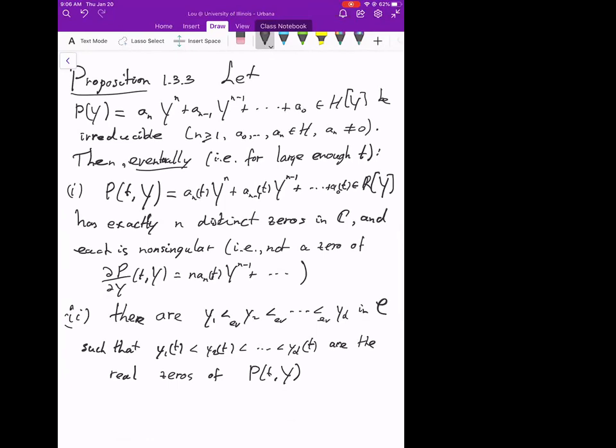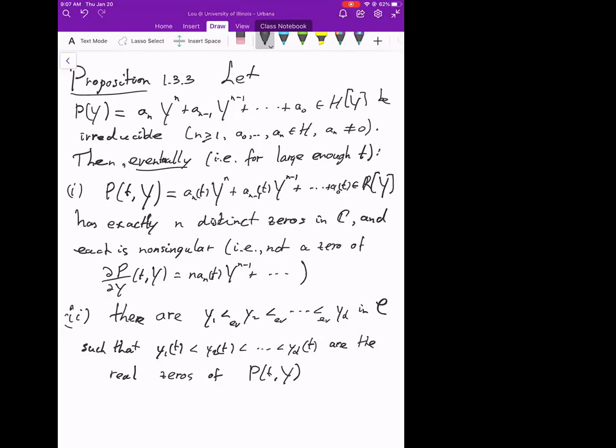Anyway, let P(Y) be an irreducible polynomial over my Hausdorff field H in one variable. The coefficients here are these germs, a_0 up to a_n, and a_n is the leading coefficient, which is not 0. That means, of course, that a_n is eventually positive or eventually negative. Anyway, then eventually the following happens.